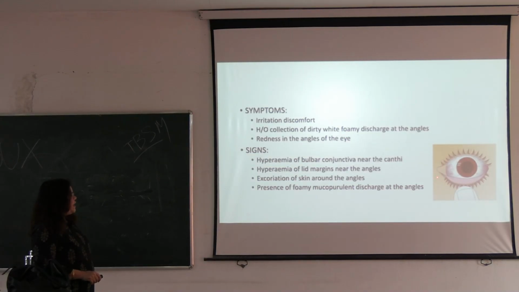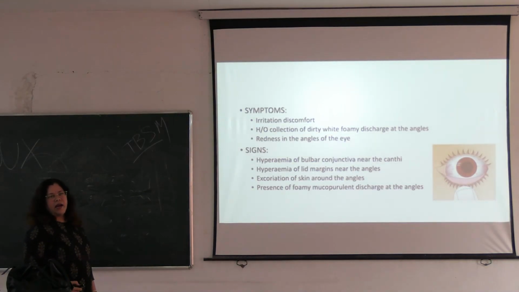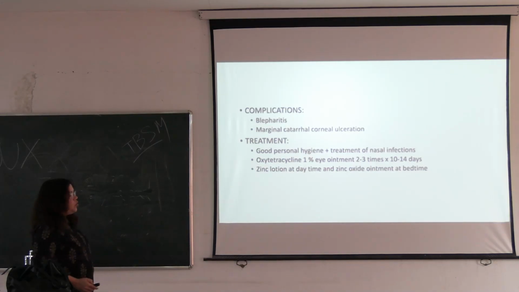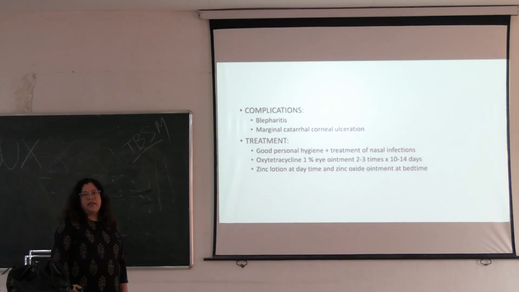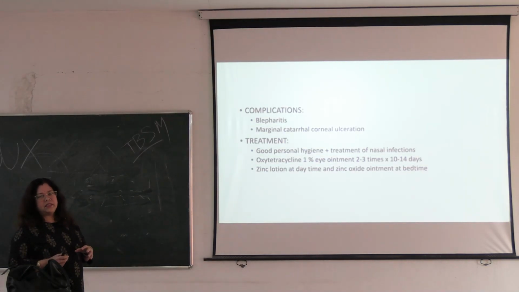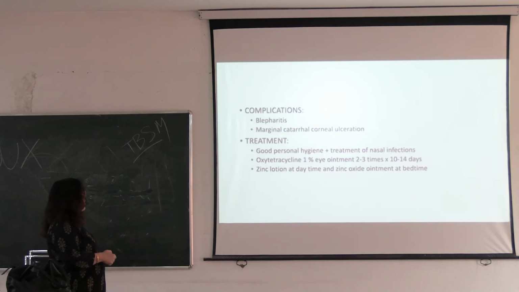affected, and there is excoriation of the skin, and sometimes mucopurulent discharge is present and collected in this part, the angle of the eye. Okay. So, its complications: as its name suggests, angular conjunctivitis also affects the surrounding structures. When it affects the lid, it is called blepharitis.